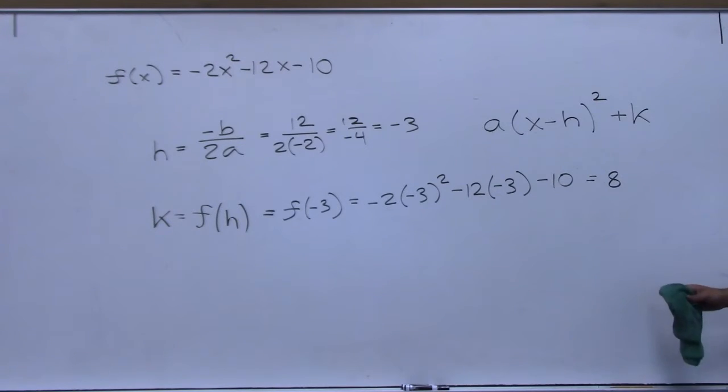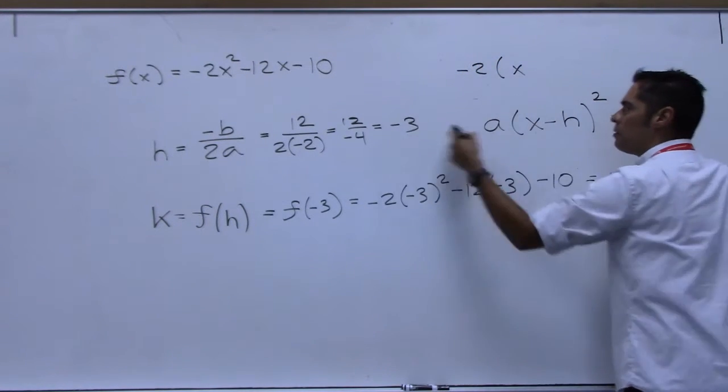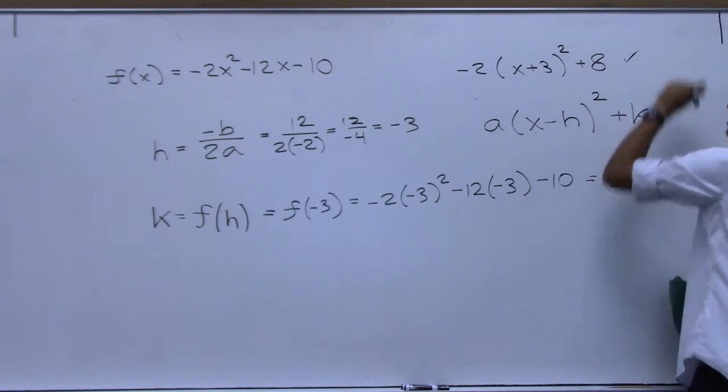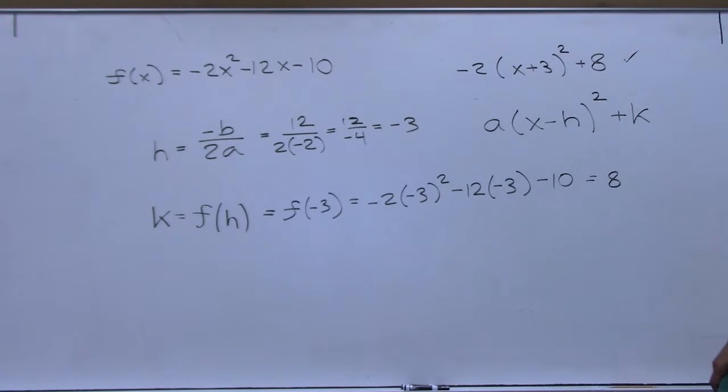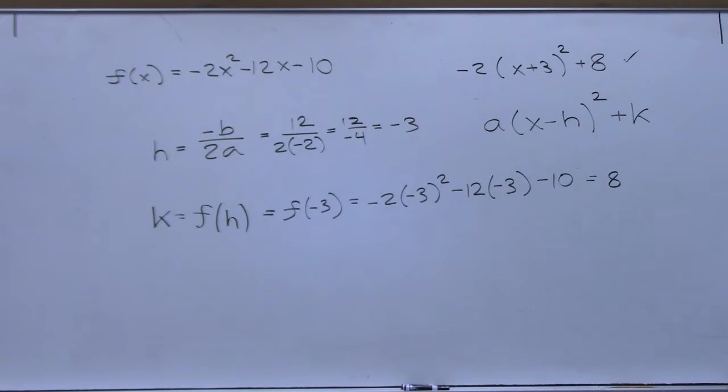No completing of the square. This is negative 2. X minus negative 3 becomes plus 3. That quantity squared plus 8. Done. I don't have a preference on how you do that on a test. I like the shortcut, but everyone here should be capable of completing the square. Questions, comments, concerns, gripes?